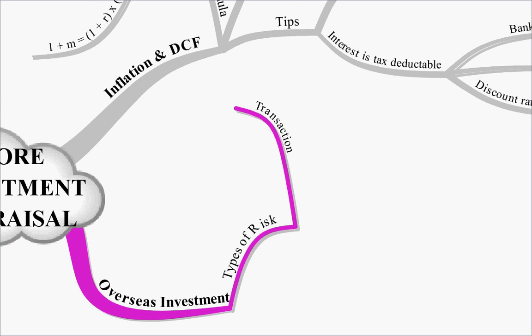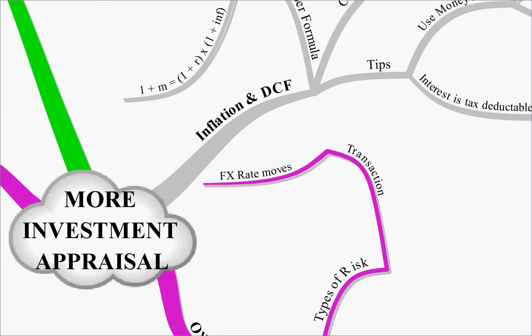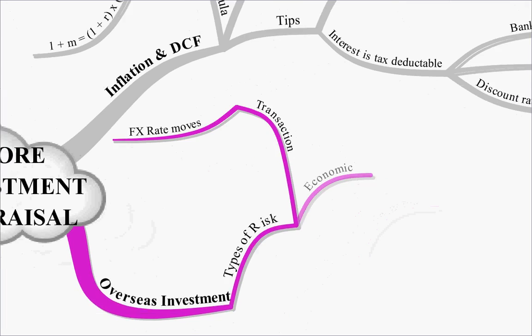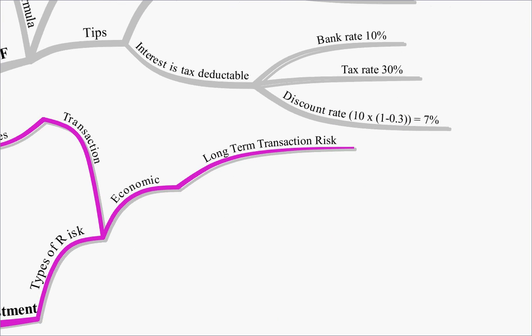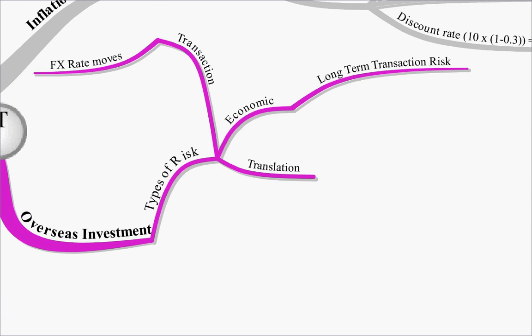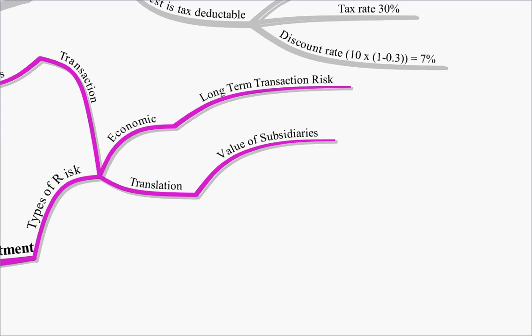First risk is transaction risk. This is the risk of foreign exchange moves between the time that you undertake the transaction and the time you actually transfer the money. Economic risk, well, this is long-term transaction risk, the risk that this keeps happening over the long term. Translation relates to the translation of the value of subsidiaries back into your home currency. Obviously, fluctuations in the value of a currency will impact on the valuation of subsidiaries overseas. That's translation risk.